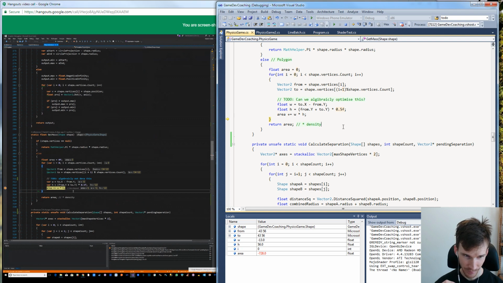Let width equal the vertex. Let width equal the x component of the destination vertex minus the y component of the source vertex. Semicolon.